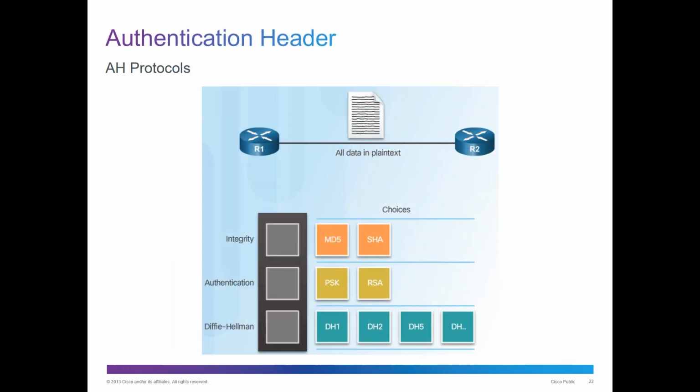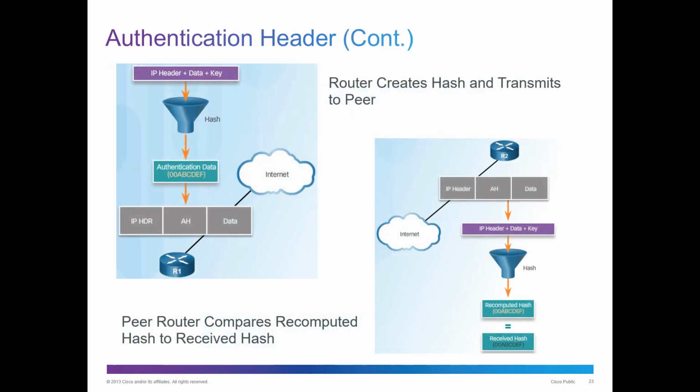AH is authentication header. All data is pretty much in plain text. It does provide integrity, authentication, and a key exchange. The AH takes the IP header plus the data plus a key, generates a hash, and then you end up with the IP header, the AH, and the data. So the peer router will recompute hashes and compare them to a received hash for verification. If they are identical, then we know that no bits were modified in transit. So it provides greater integrity.